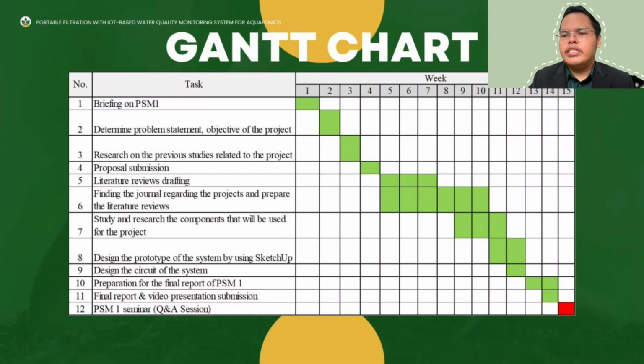And this is my Gantt chart for PSM1, which starts with a briefing until designing the system and submitting the PSM1 report.